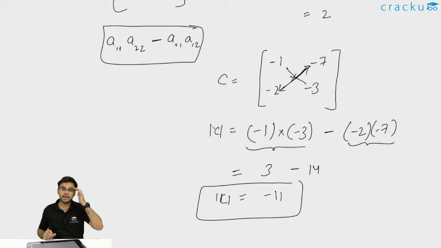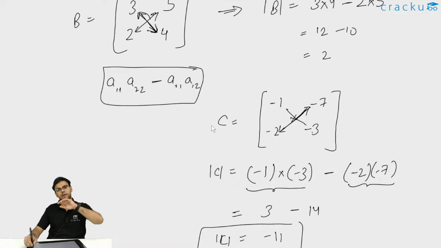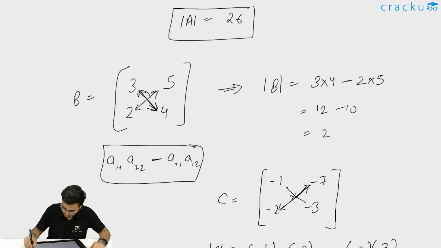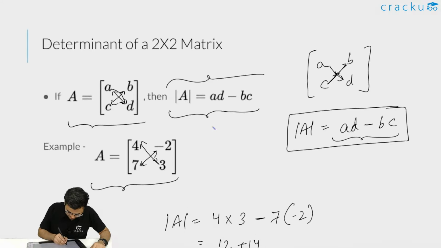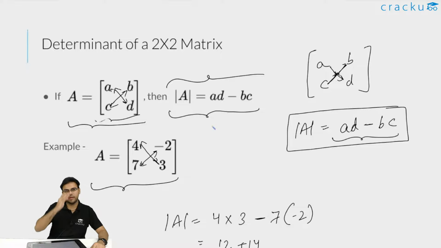So this is how you calculate the determinant of a 2 cross 2 matrix. You have to cross multiply and then subtract the elements. You can just remember this formula. If a matrix is A, B, C and D, then determinant is AD, the product of A and D, minus the product of B and C. So if you have any doubt regarding how to calculate the determinant of a 2 cross 2 matrix, you can ask.